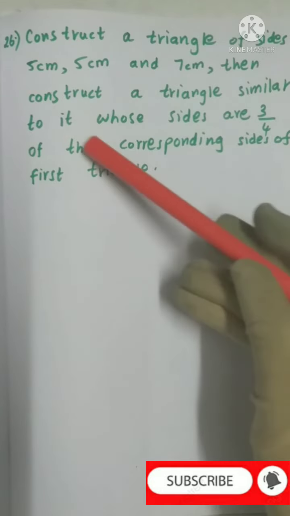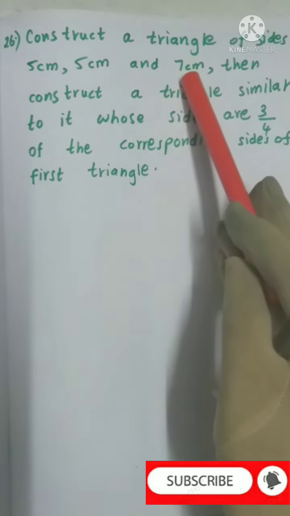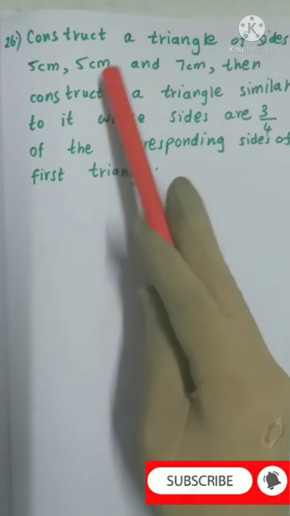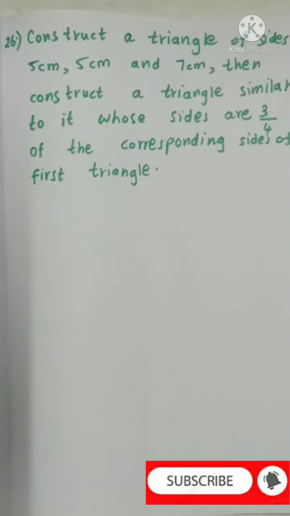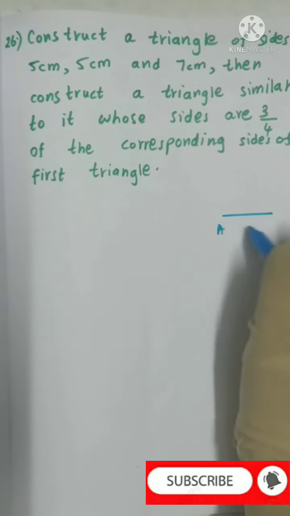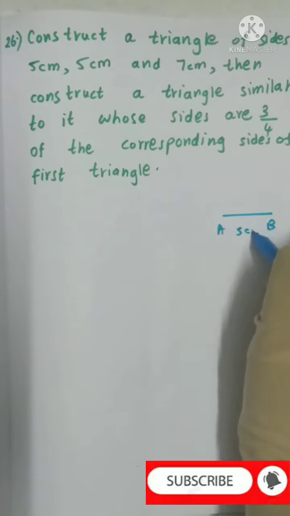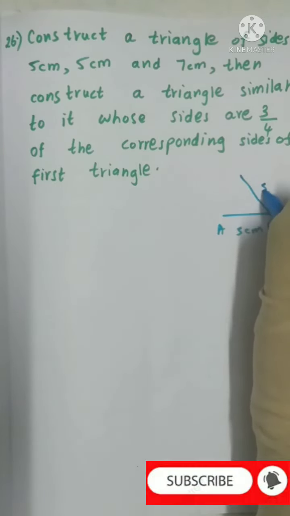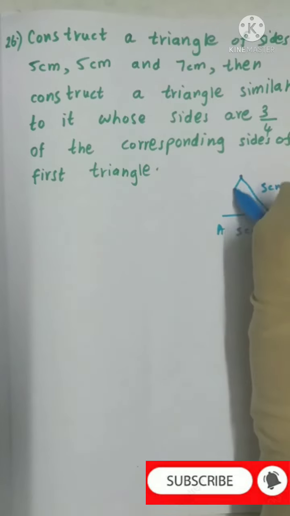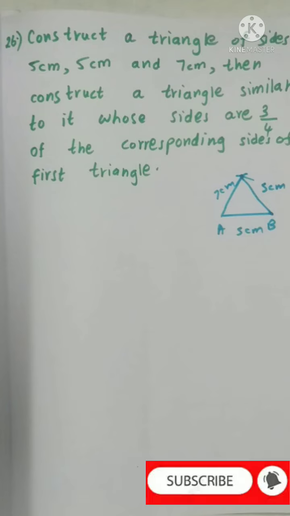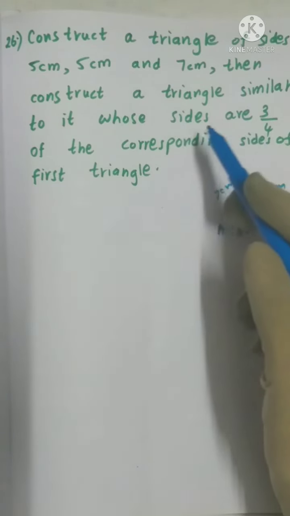Okay, so here three sides are given, 5 cm, 5 cm and 7 cm. Let this side be AB, let this side be BC, let this side be CA. So first draw a rough diagram whenever such type of questions are given to you. So let us suppose here AB is how much? 5 cm, and BC is also 5 cm and CA is 7 cm. Then you have to draw with a compass, and then we have to construct a similar triangle.